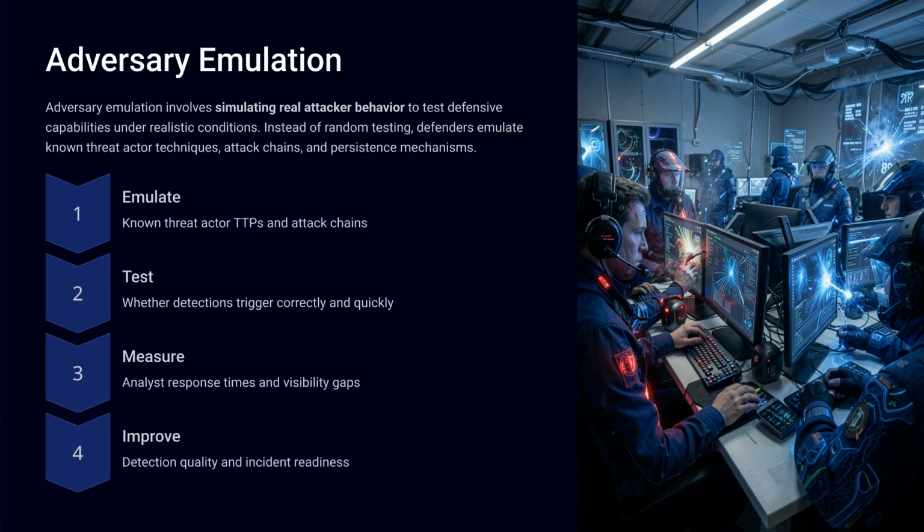Adversary emulation simulates real attacker behavior to test defensive capabilities. The process involves 4 steps. Emulate known threat actor TTPs, test whether detections trigger correctly, measure analyst response times and visibility gaps, and finally, improve detection quality and incident readiness.